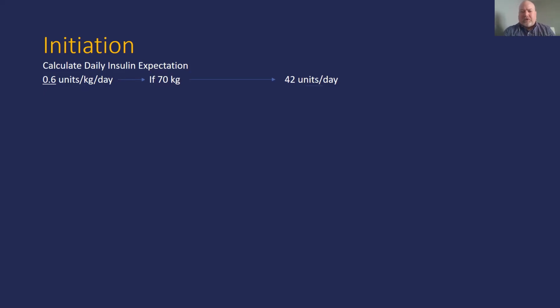And we get 42 units per day as our expected daily requirement as a starting point. So we have 42 units per day. Let's first look at NPH and regular if we want to put them on that kind of a regimen.